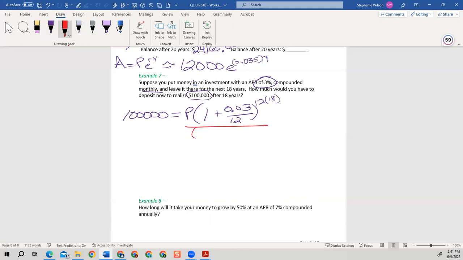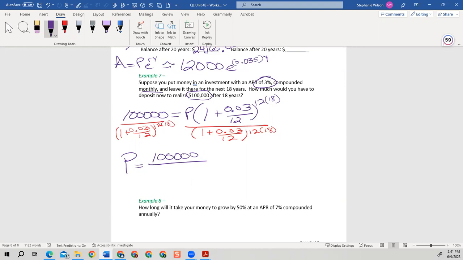I'm going to go ahead and say, let's take this over here and let's divide it. Again, you can get it in decimal form and then divide it. It might be a little neater, less writing, less likelihood of having a typo. And of course, you could have a typo with the decimal number. So now I have P is equal to that 100,000 divided by that parentheses. I'm going to go ahead and figure out what that parentheses is. So I got 1 plus that fraction, and I'm going to raise it to the power of 12 times that 18.